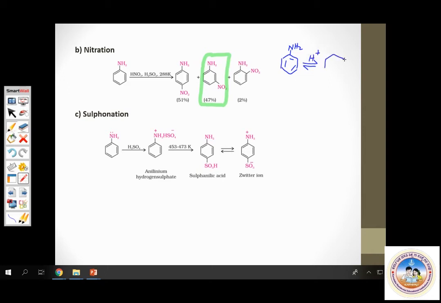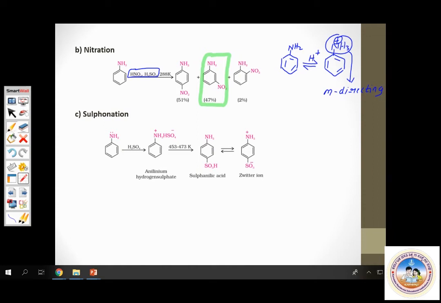See, while carrying out nitration, you use acid conditions, right? So under acid conditions, aniline gets converted to anilinium ion, NH3 plus. Now this group is meta-directing. NH3 plus will be meta-directing. Other than that, you get around 47% of meta product.